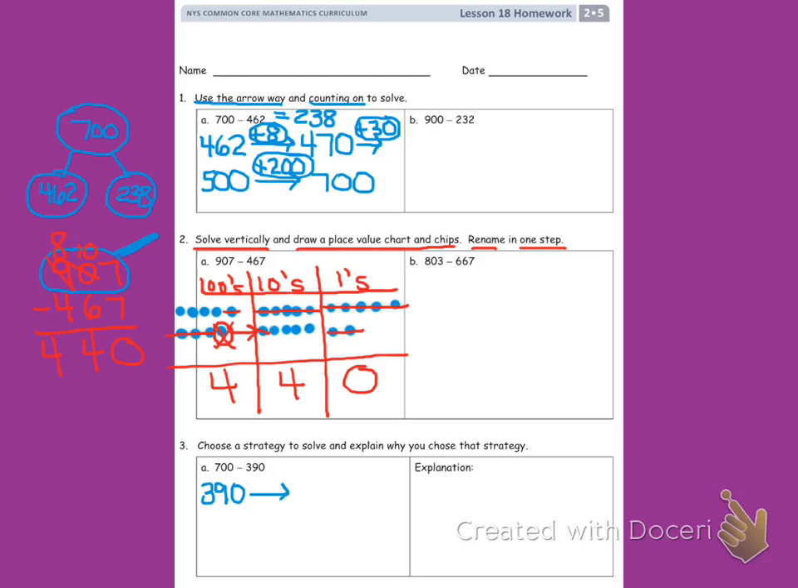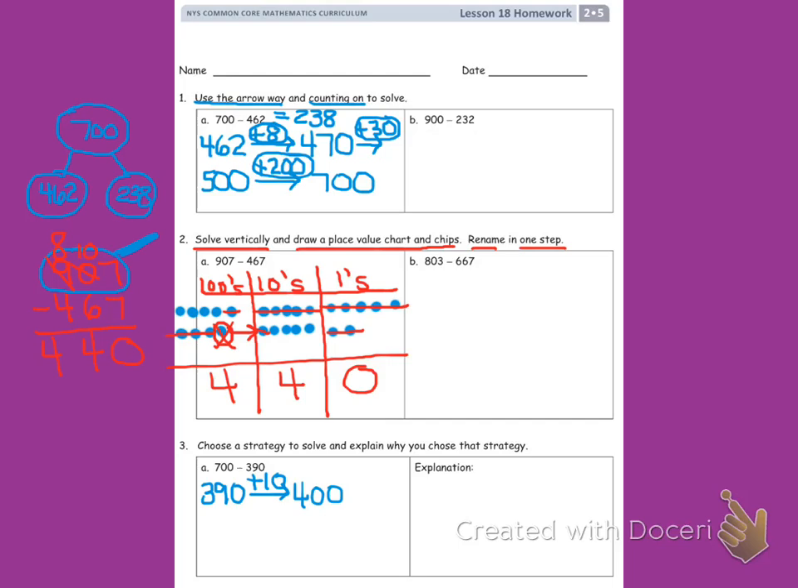I see that there are 0 ones already, so I'll move on to the tens. If I have 9 groups of 10, how many more groups of 10 do I need in order to get up to the next group of 100? Well, 9 groups of 10 plus 1 more group of 10 gets me up to the next 100. So 1 group of 10 is 10. 390 plus 1 more group of 10 brings me up to 400.